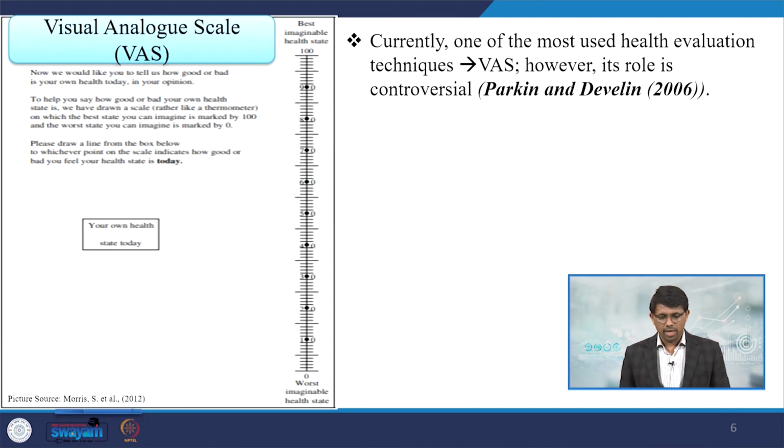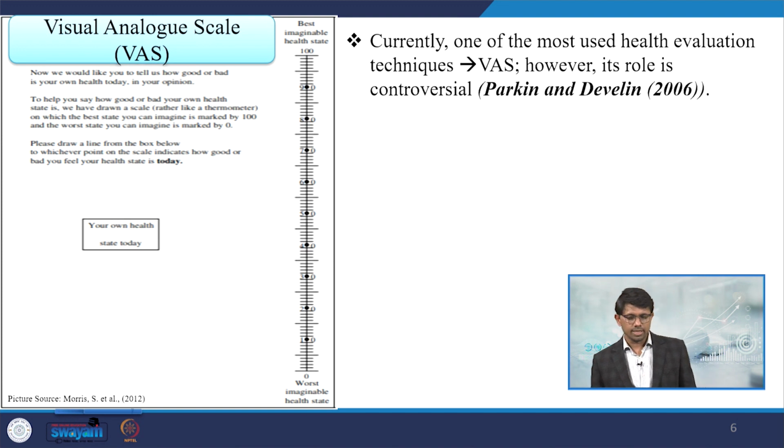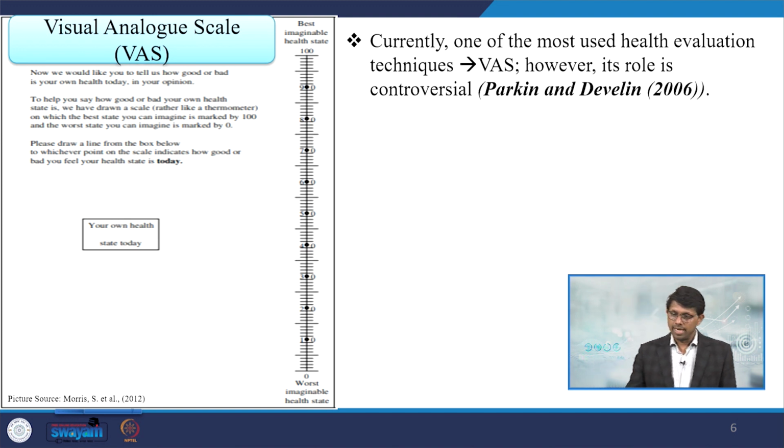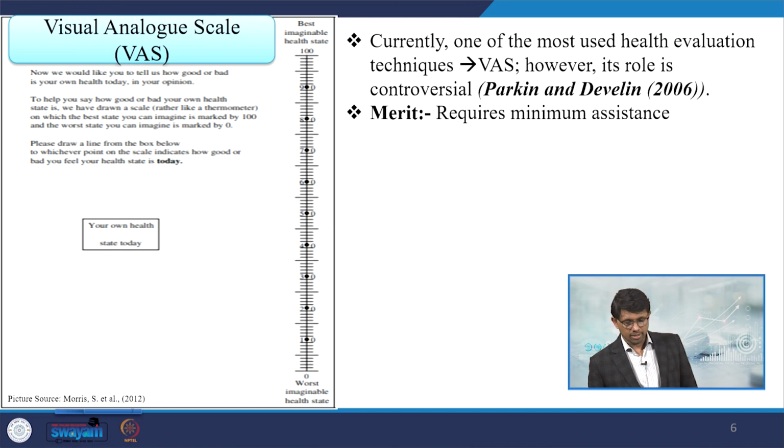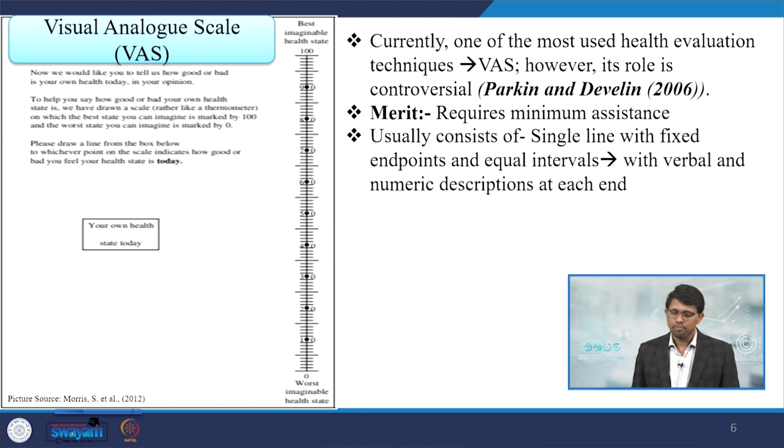So, we will start with visual analog scale. Here this is your scale where you can map directly from the scale itself. Currently it is one of the most used health evaluation techniques, since it is quite simple. In short it is called VAS, that is visual analog scale, but its role is controversial, as mentioned by Parkin and Devlin 2006. However, it has merits since it requires minimum assistance.